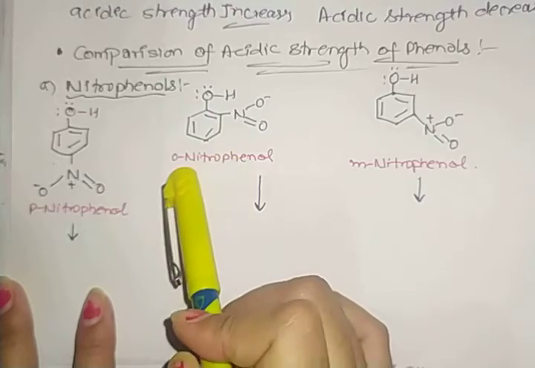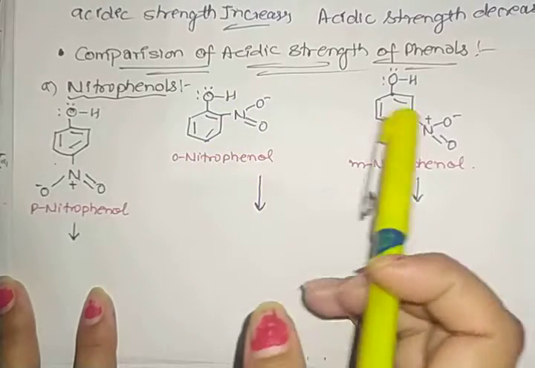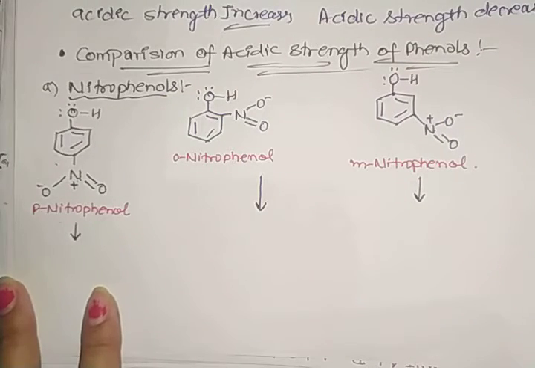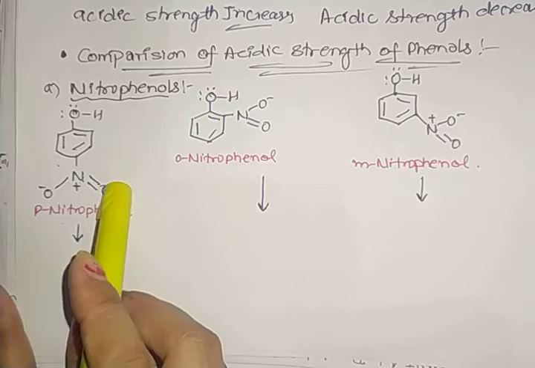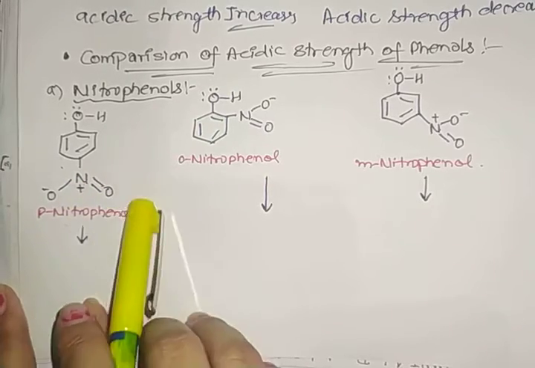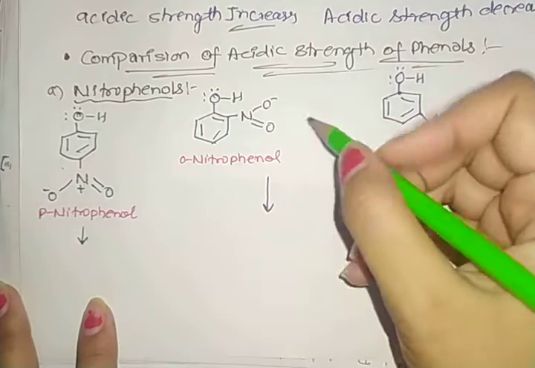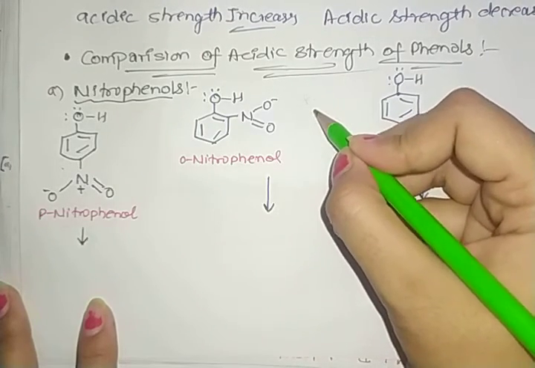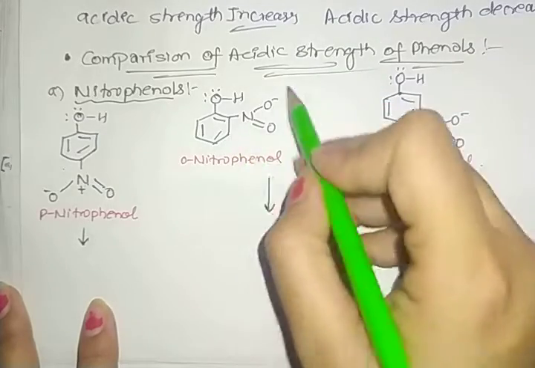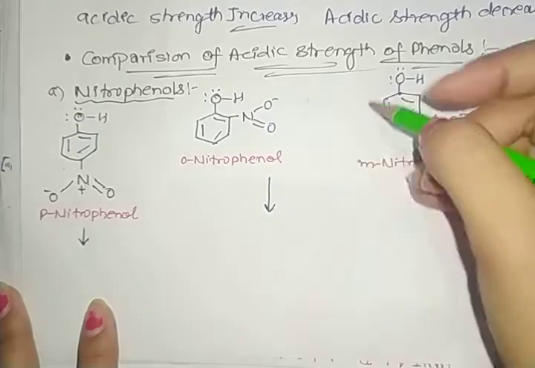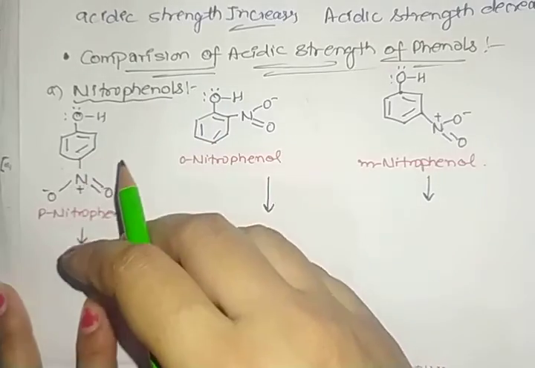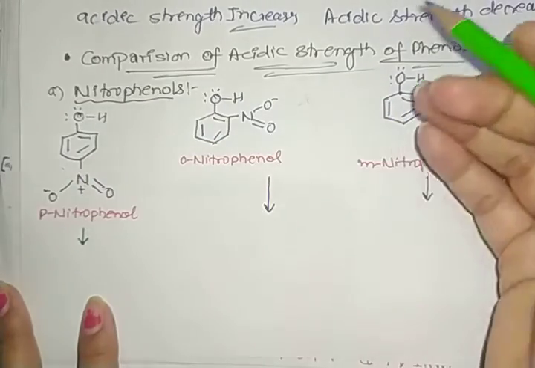Here I am writing ortho, which means at the ortho position nitro is present, and for meta it is at the third position. Clear? Now the nitro group has both minus R and minus I effects. Now what is the minus R effect? Remember that minus R is an electron withdrawing effect. And minus I is when the functional group can accept electrons, which is known as the inductive effect, and minus R we can say is the resonance effect.